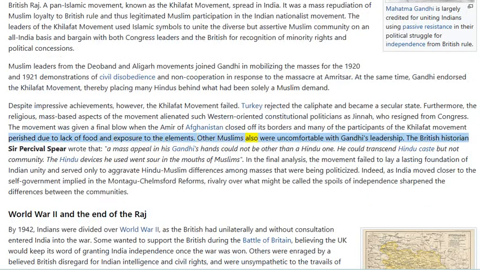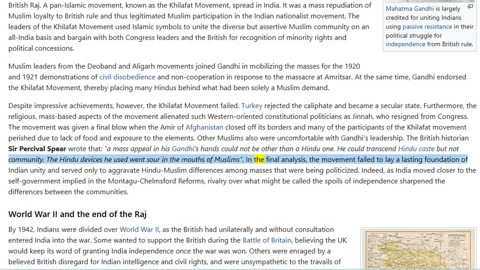Other Muslims also were uncomfortable with Gandhi's leadership. The British historian Sir Percival Spear wrote that a mass appeal in Gandhi's hands could not be other than a Hindu one. He could transcend Hindu caste, but not community. The Hindu devices he used went sour in the mouths of Muslims.